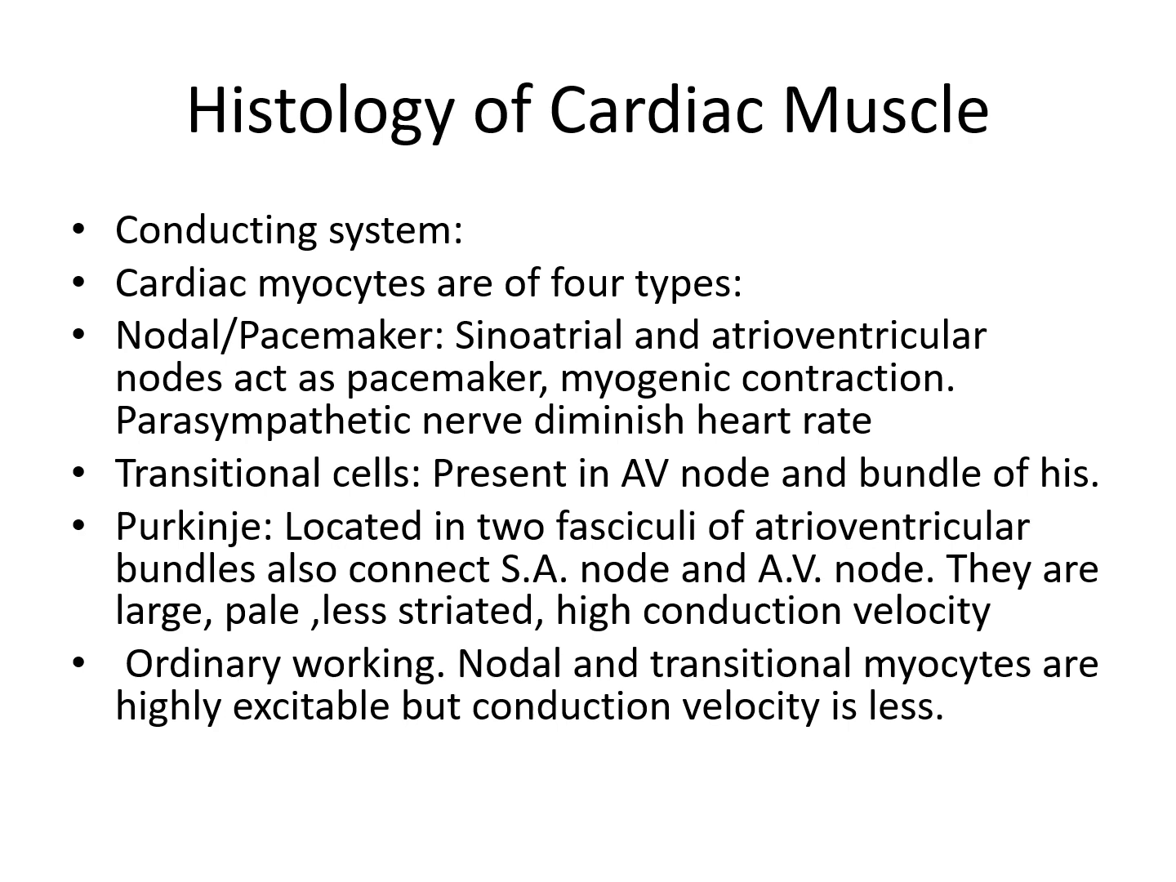Cardiac myocytes are of four types. First variety is nodal or pacemaker. These are present in SA node and AV node. These type of cells, myocytes, are myogenic, and the parasympathetic innervation by vagus will diminish the heart rate.